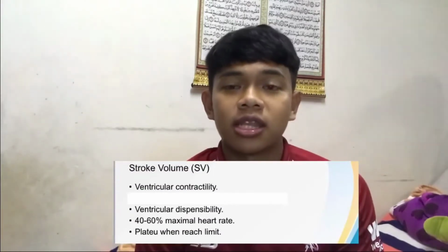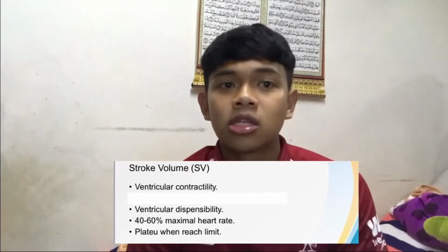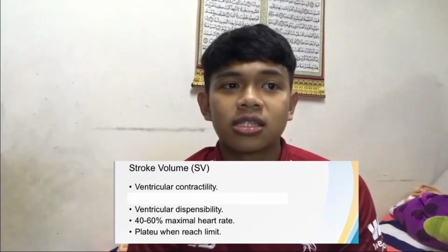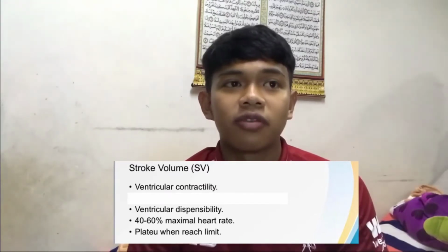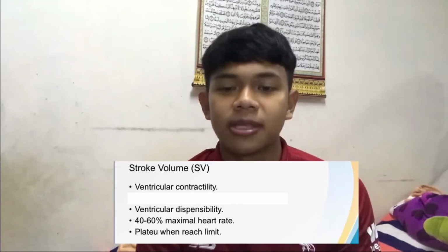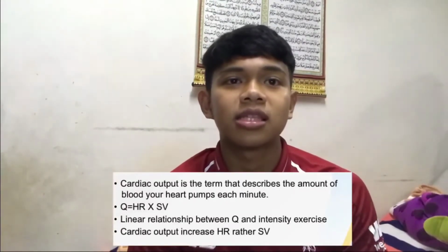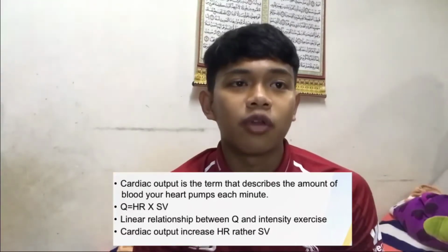The causes of the stroke volume are ventricular contractility and ventricular distensibility, up to 40 to 60% of maximum heart rate. After that, stroke volume plateaus when it reaches its limit. The last one we want to talk about is cardiac output. Cardiac output is the term that describes the amount of blood your heart pumps each minute.